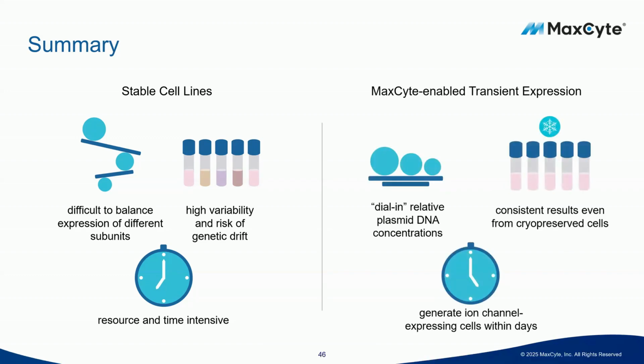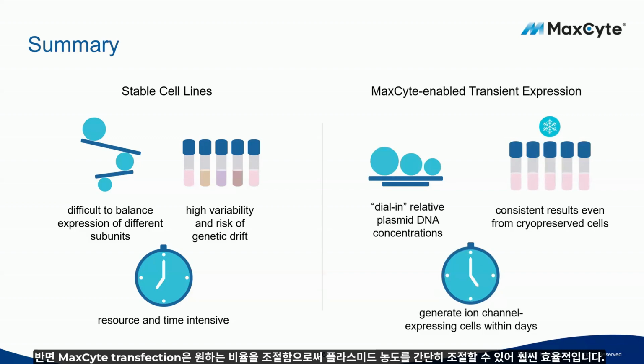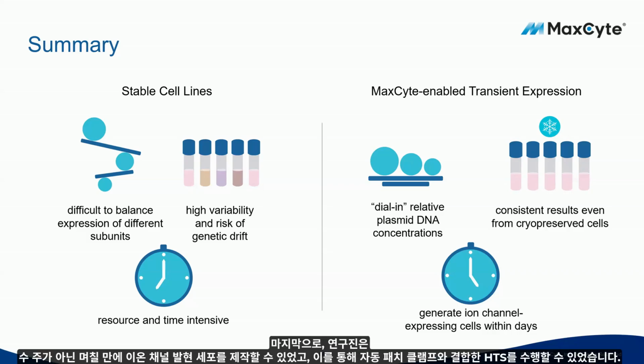a cell line. In contrast, with MaxCyte transfection, we were able to dial in the plasmid concentrations fairly easily by just adjusting the ratio of one to another that they're given to the cells in electroporation. They're able to get consistent results even with cryopreserved cells, speaking to the gentleness of MaxCyte electroporation. Lastly, they were able to generate the ion channel expressing cells within days instead of weeks, and this enabled them to do the studies with the automated patch clamp, matching that high throughput method with another high throughput method.